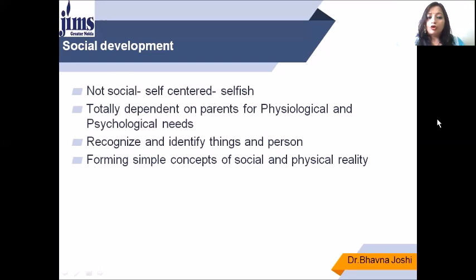Then forming simple concept of social and physical reality. He is able to form the simple concept of social and physical reality, in the sense he knows that this person is my father, this person is my mother. The social reality, by the age of 2 years, he is able to know that this relation is called this. So the simple concept related to social reality and physical reality, he is able to know about it.